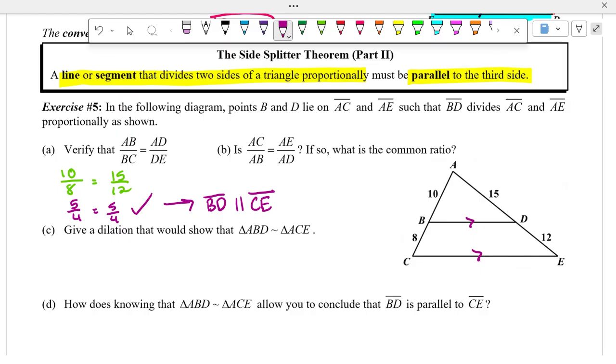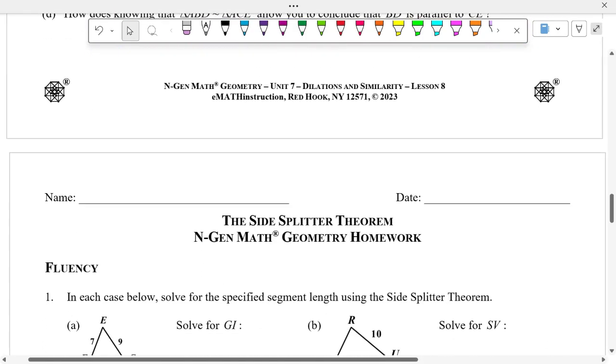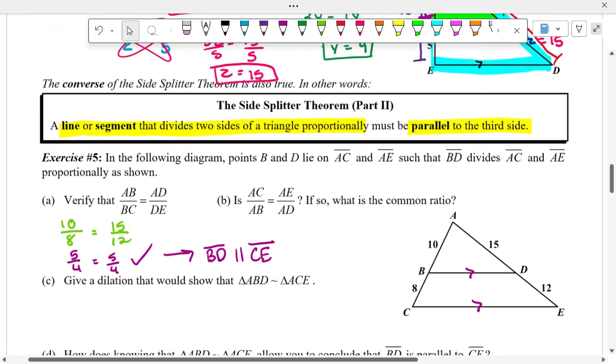All right. Now, the rest of this is just talking about how you can then find common ratios to prove similarity, all that loveliness. All right. So, any questions on the side splitter theorem?